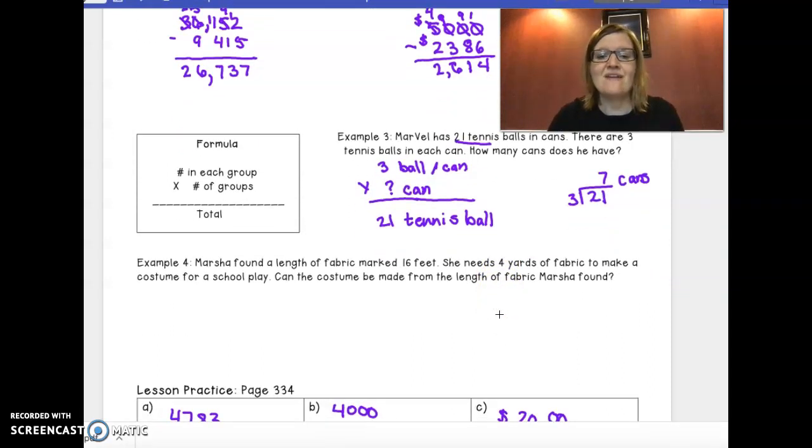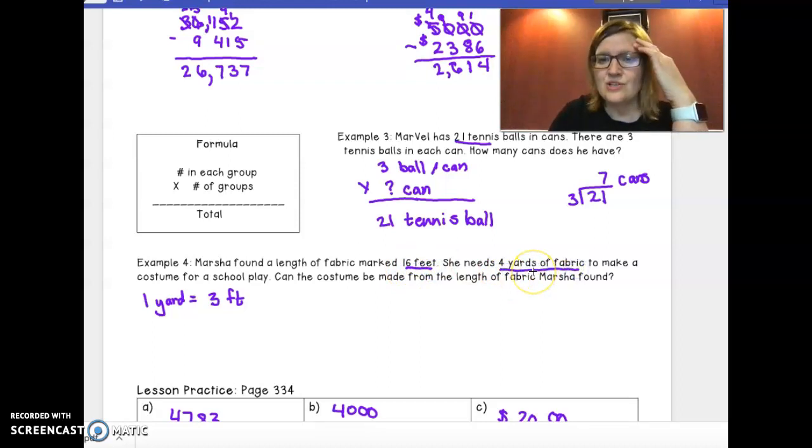Marcia found a length of fabric marked at 16 feet. She needs 4 yards of fabric to make a costume for a school play. Can the costume be made from the length of fabric Marcia found? Now, I love this because this uses a lot of information that we have to pull from. First off, we need to understand that 1 yard equals 3 feet. And she has 16 feet of fabric. She needs 4 yards of fabric.